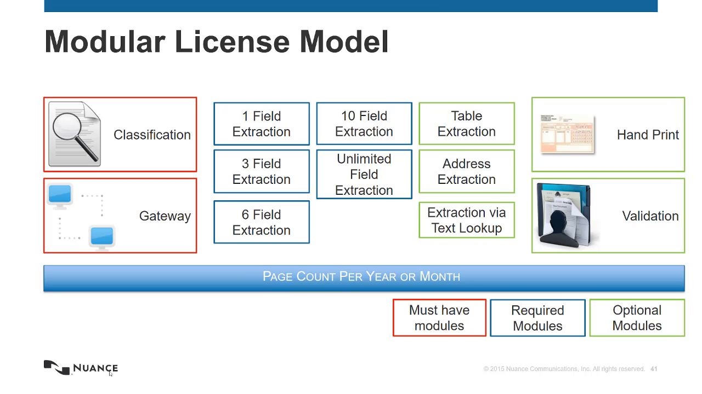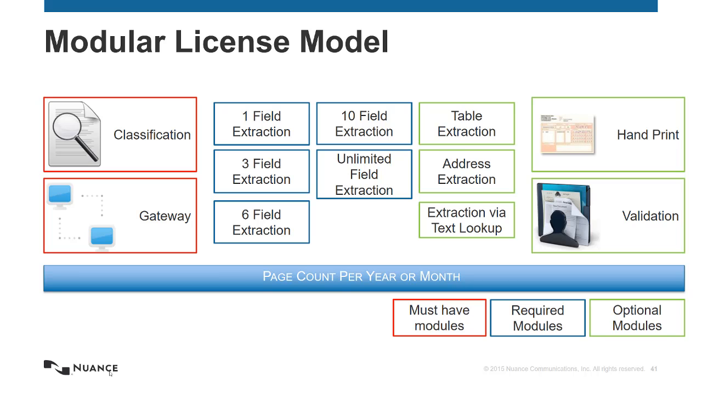The OpenForms 360 license is page count based per year or per month. Currently it's 30,000 pages per year or 2,500 pages per month, depending on which license you actually order, and those licenses can be purchased in multiple quantities to give you the page count required.